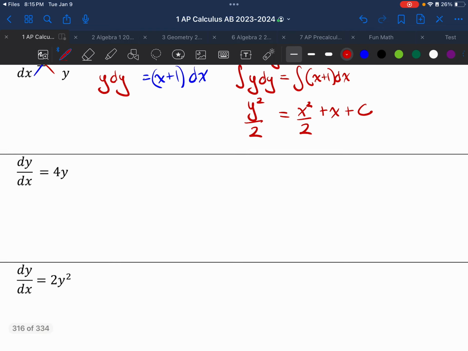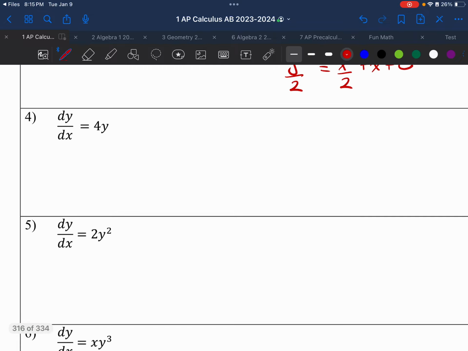All right, moving on to number 4. I don't have a fraction, so let's make it into a fraction. And let's do our separate. When I do my cross multiplication, dy times 1 is dy. When I do my cross multiplication the other way, I get 4y dx.